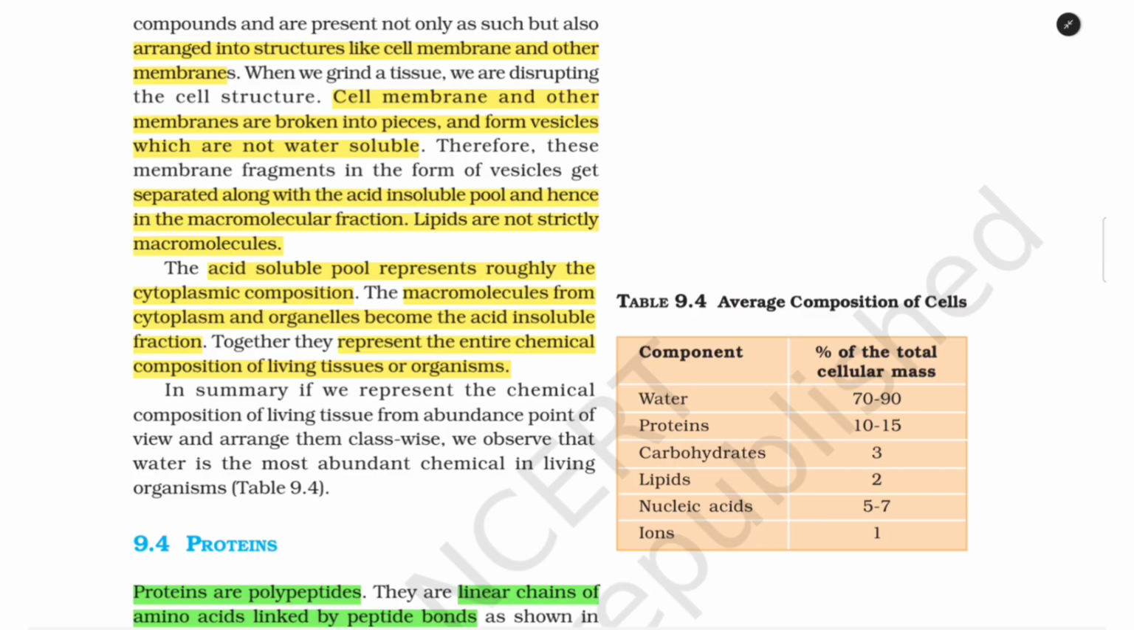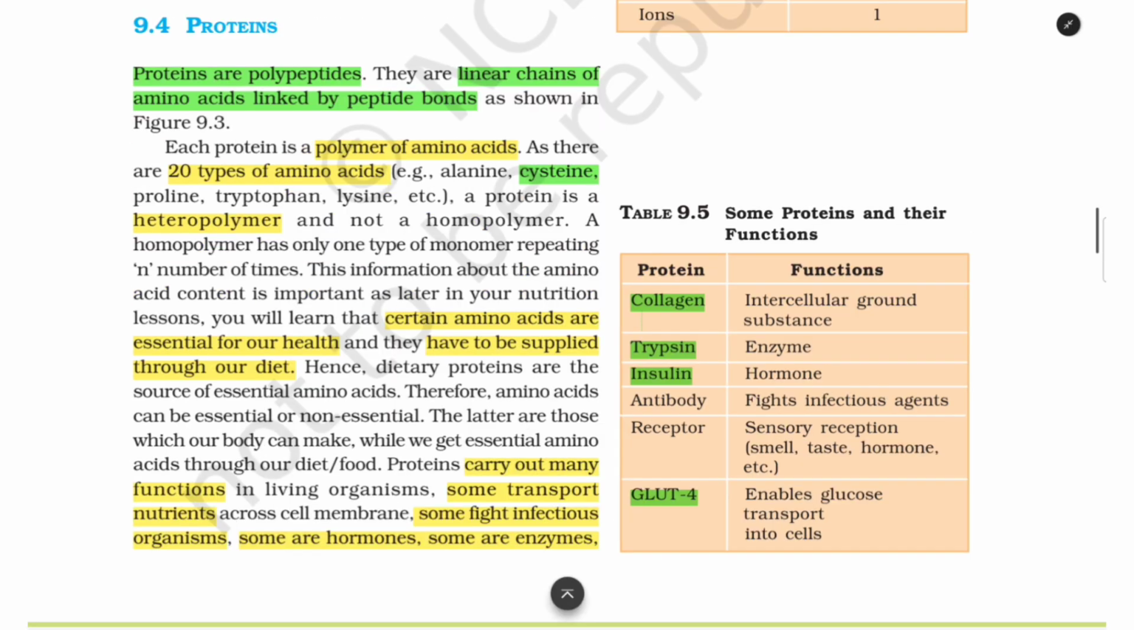The acid soluble pool represents roughly the cytoplasmic composition. The macromolecules from cytoplasm and organelles become the acid insoluble fraction. Together, they represent the entire chemical composition of living tissues or organisms. In summary, if we represent the chemical composition of living tissue from an abundance point of view and arrange them class-wise, we observe that water is the most abundant chemical in living organisms. Table 9.4. 9.4 Proteins. Proteins are polypeptides.